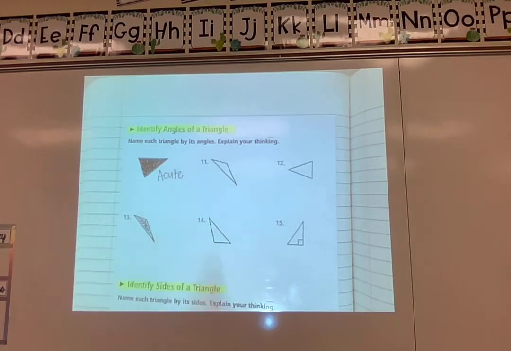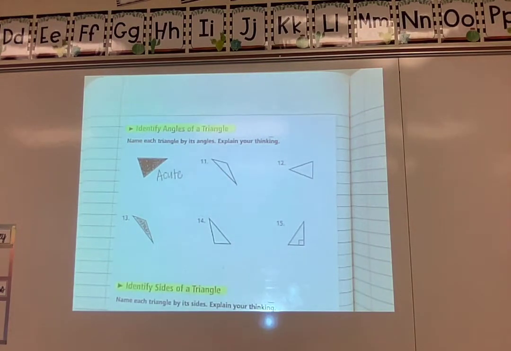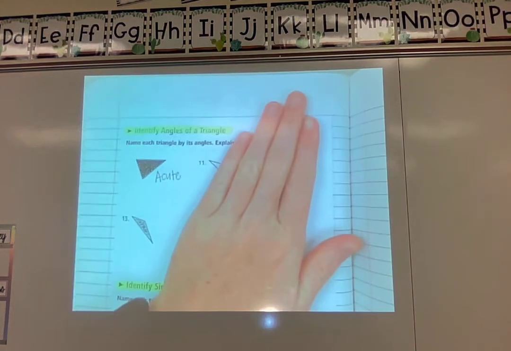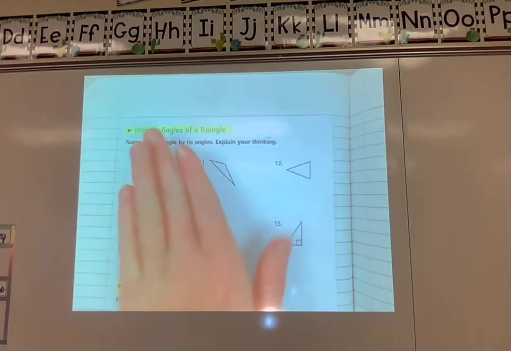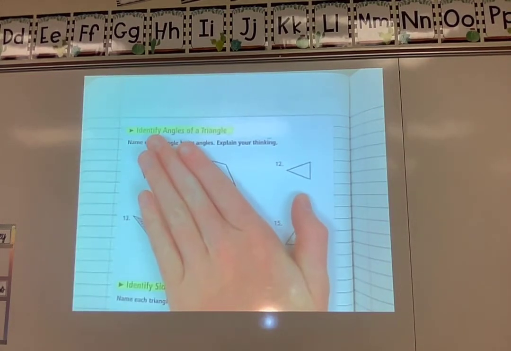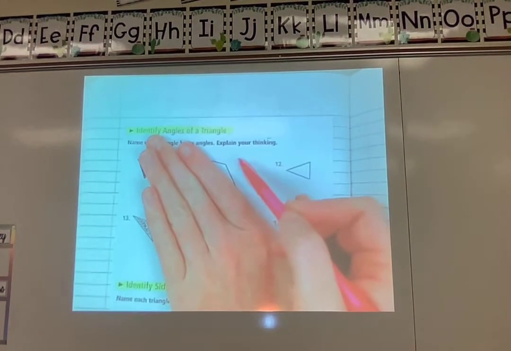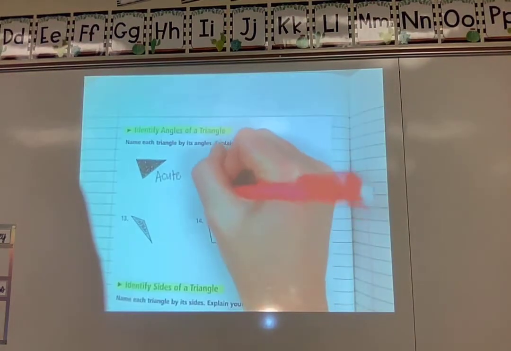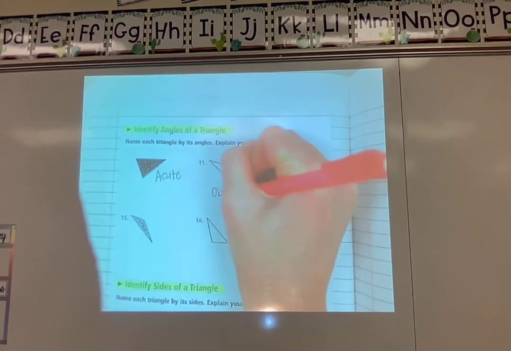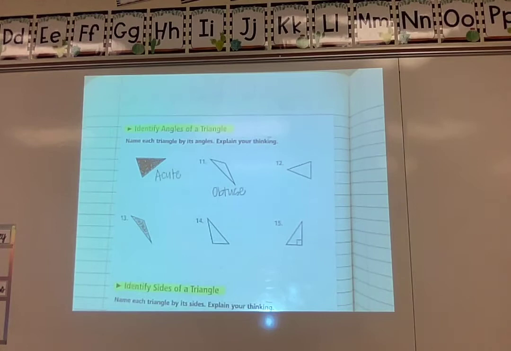All right, number 11. First, I'm going to check for that right angle because that's the easy one to find, and I don't see a right angle anywhere there. So now I'm going to check and see what kind of angles I have. This side is acute. This side is also acute. This side is obtuse, though. That is a big angle. So remember, if it has one obtuse angle, it is an obtuse triangle. So that one is obtuse.